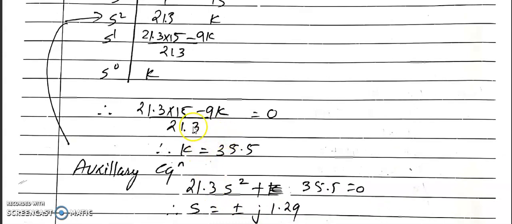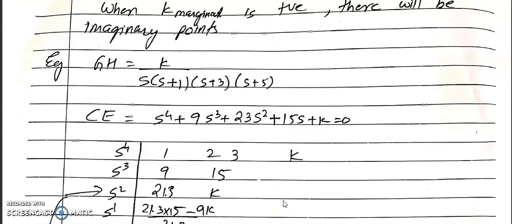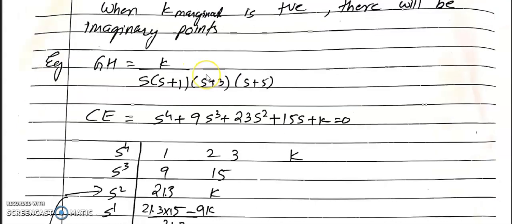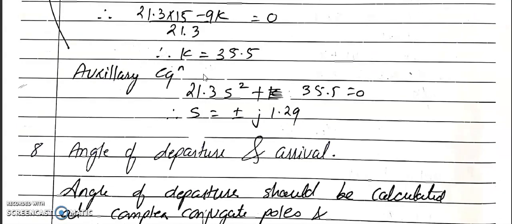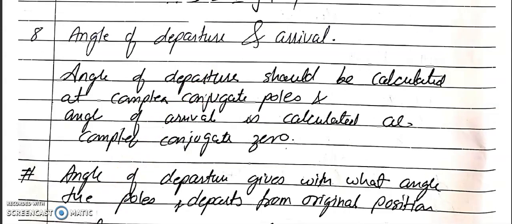First of all I have found the value of k, right? And then the auxiliary equation. What is your auxiliary equation? The auxiliary equation is this. From here I can get the value of s, and the value of s is plus or minus j1.29. That means it lies on the y-axis, so this is nothing but the intersection point. So what we are doing is finding K marginal. When k is equal to K marginal, whatever point we get is your intersection point with the imaginary axis.